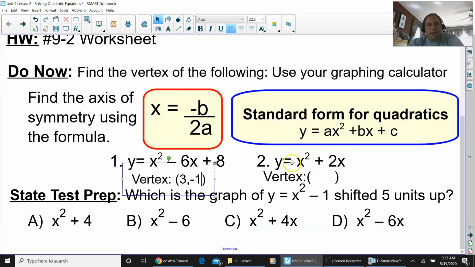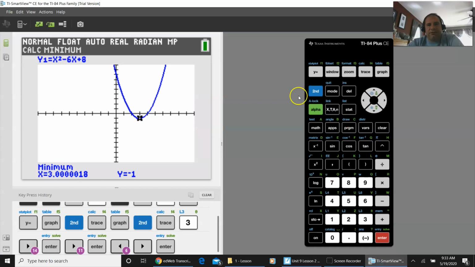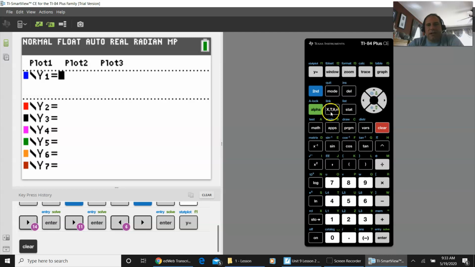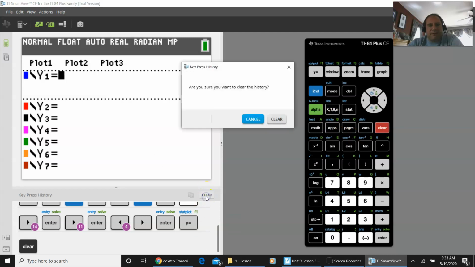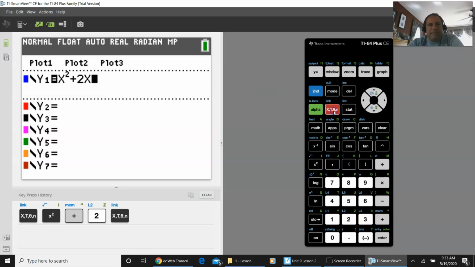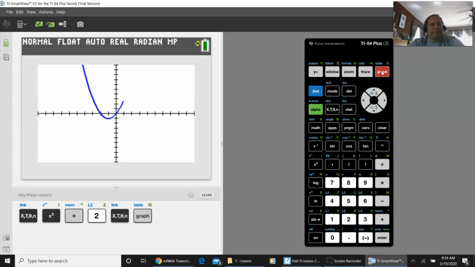All right, let's take a look at number 2, and we're going to put number 2 in, x squared plus 2x. We're going to go back to y equals, clear that out, put x squared plus 2x. I'm going to press graph. Take a look at that parabola. Again, it's opening up, so this has a minimum as well.